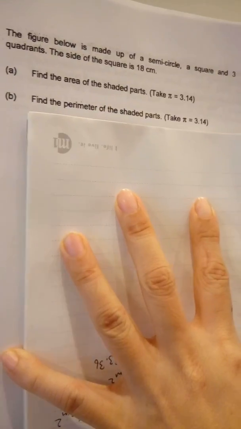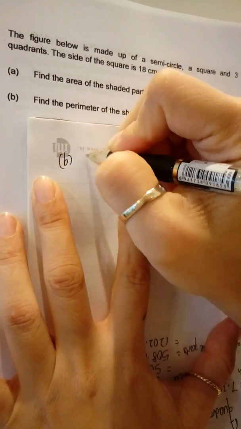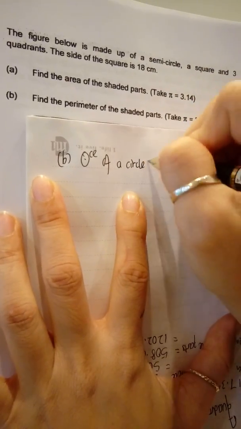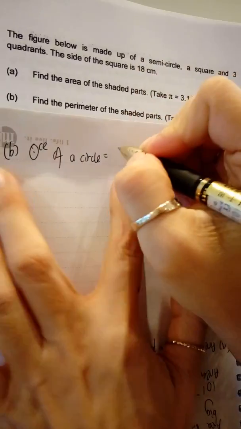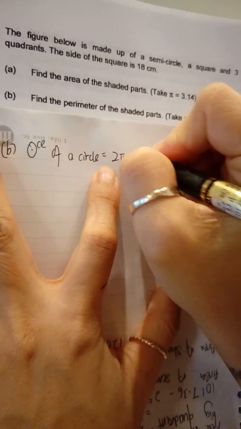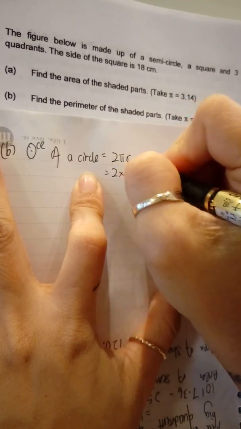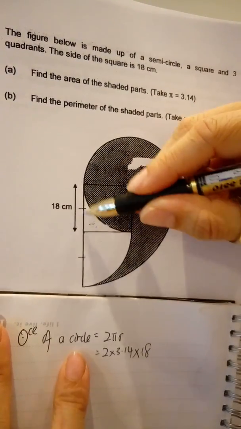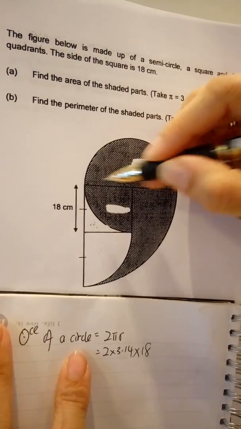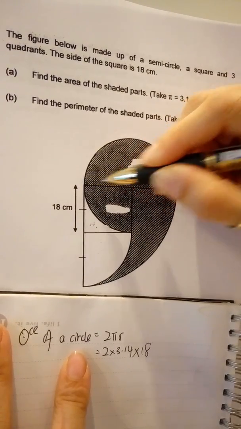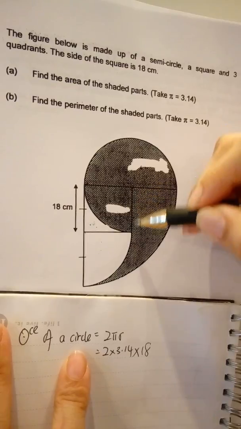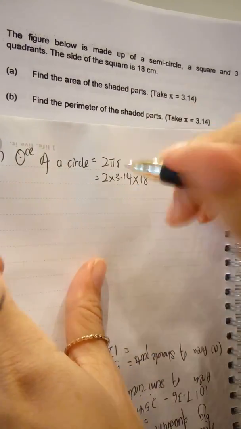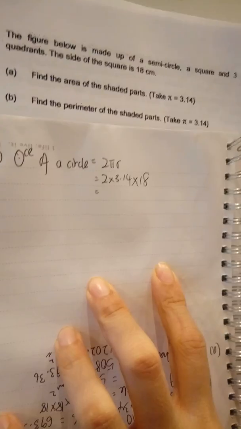Okay, so I'll find the first one. Circumference of a circle, I get pi d, right? Or 2 pi r, I get 2 pi r. The r is 18, right? This circle, one full circle. The radius is 18. Can you see that? Same here, the radius is 18. It's given. Okay, so 2 pi r, one full circle.